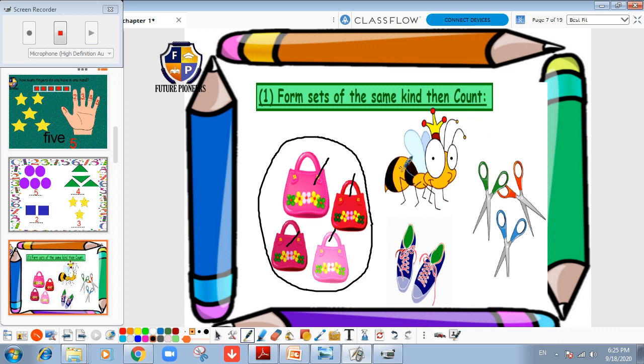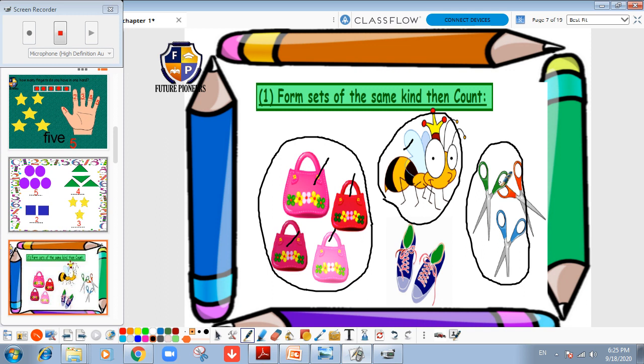How many bees here I have? Only 1 bee. So I will put this bee in one set. I have 1 bee. How many scissors I have? I have 3 scissors of the same kind, so I will put them in one set. I have 3 scissors. 1, 2, 3. And finally, I have 2 shoes of the same kind, so I will put them in one set. And count how many shoes I have. 1, 2.